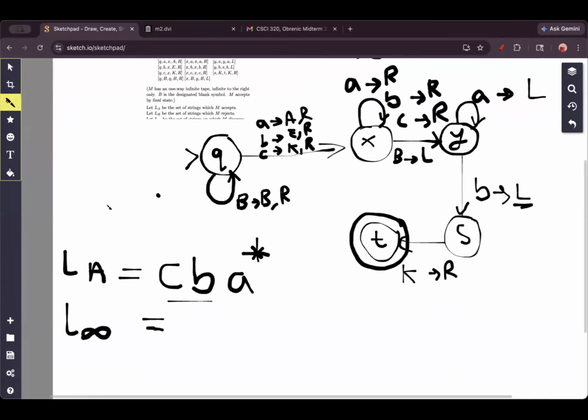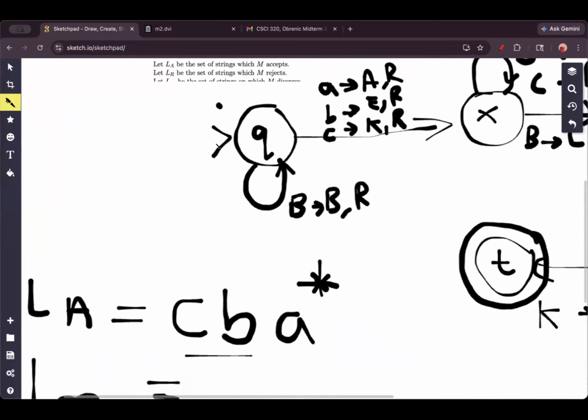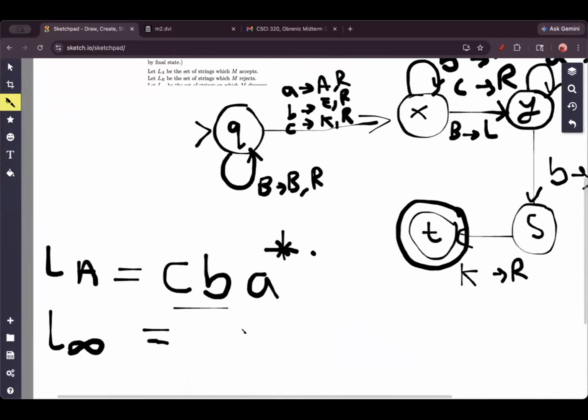And where it diverges is going to be only in state Q, because in state Q you have the instruction where you see a blank, you go to the same state, keep the blank, and turn right. So this is basically the key to diverging. Like I said in the beginning, it would only diverge if it saw a blank, because state Q is the starting state, and if it saw a blank at the start, that means I never gave it any input, which is lambda.